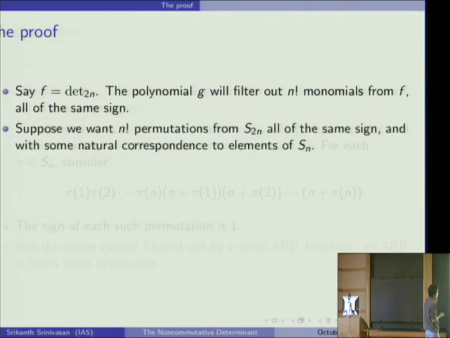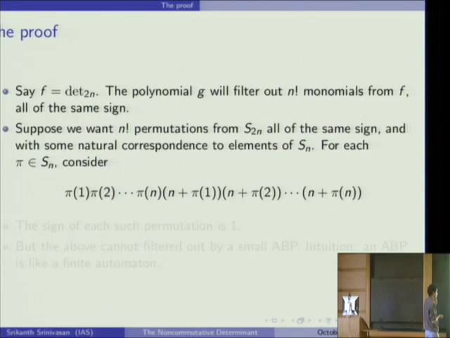So this is exactly what we want to do, and obviously we want the resulting thing to look like the permanent. So there should be some sort of natural correspondence to the monomials of the permanent. So how do we come up with this natural correspondence? Well, there's a very simple candidate over here, and here's the trick.